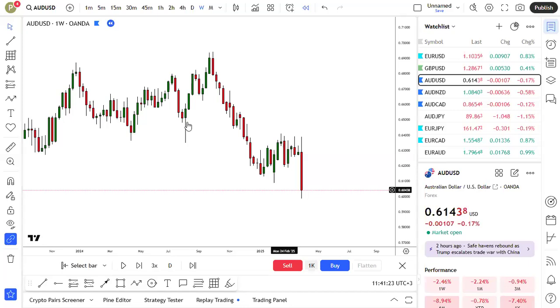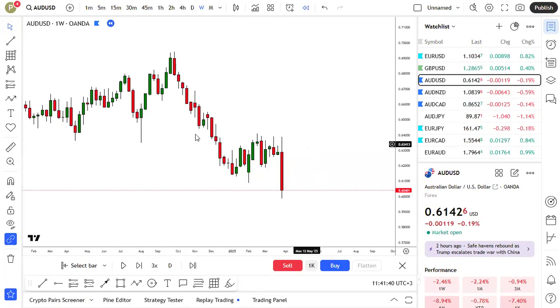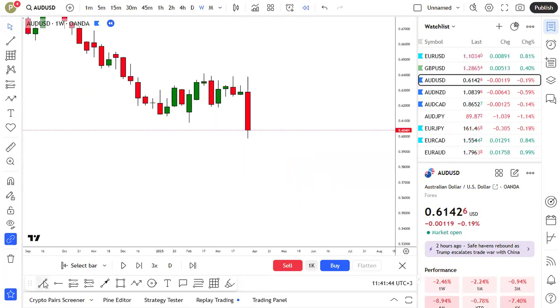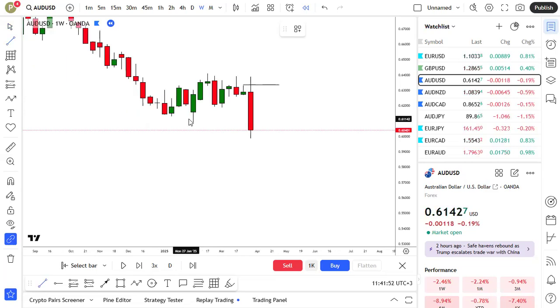So this is another example, and this is AUDUSD on the weekly time frame. Looking at the weekly here, you can see we have a very big bearish candle to the downside. We had that kind of turtle soup there, and then price went down, taking out this low.